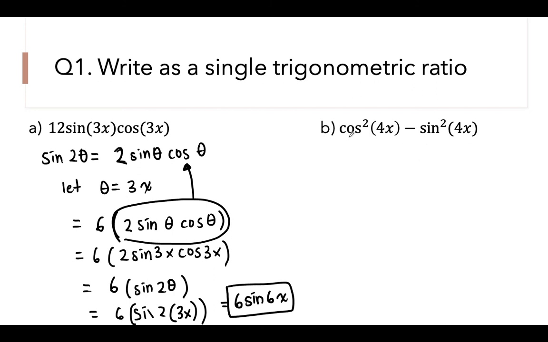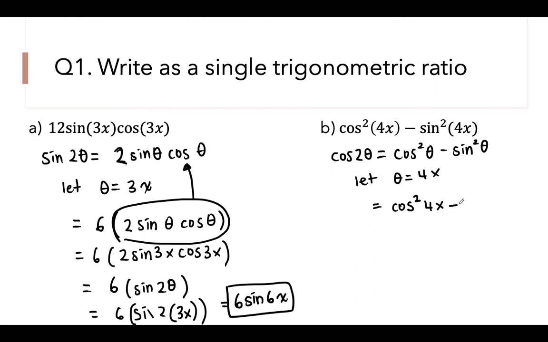Letter B. Now when you take a look at this expression, it looks very similar to the cosine double angle formula, cosine 2 theta. There are 3 options. If you look at your formula sheet, the one that contains cos squared and sine squared is cos squared theta minus sine squared theta. So I could say let theta be equal to 4x. Therefore, let's plug it in. It's going to be cosine squared 4x minus sine squared 4x.